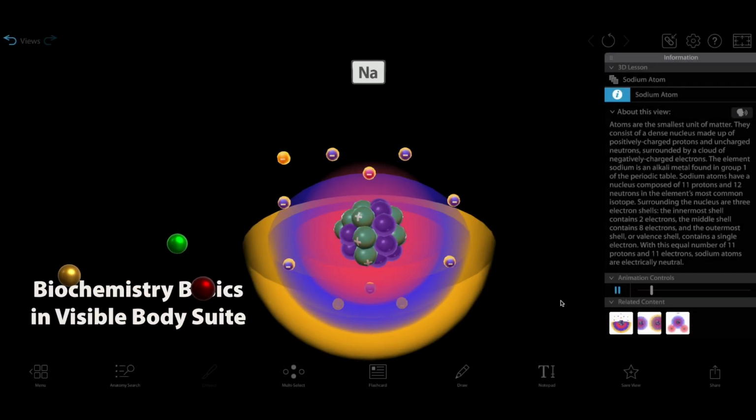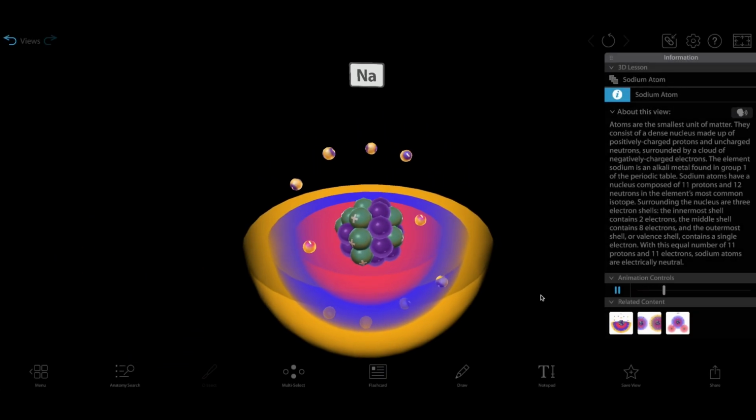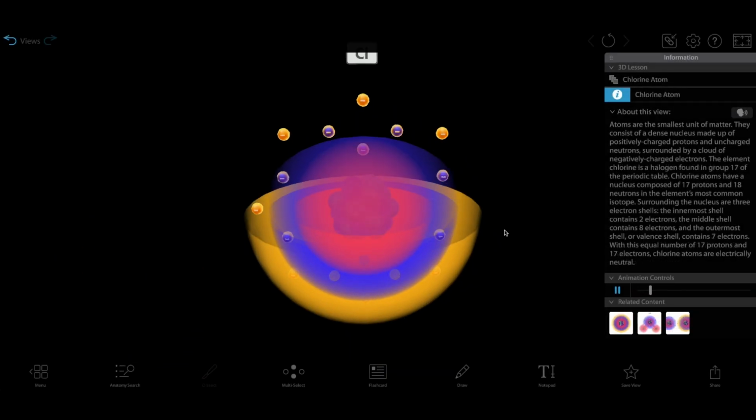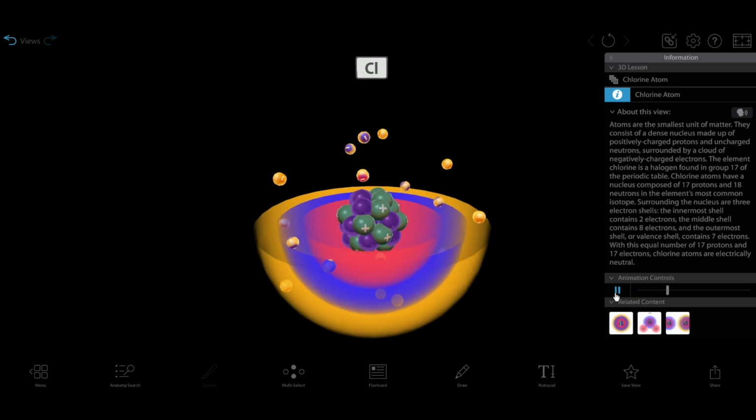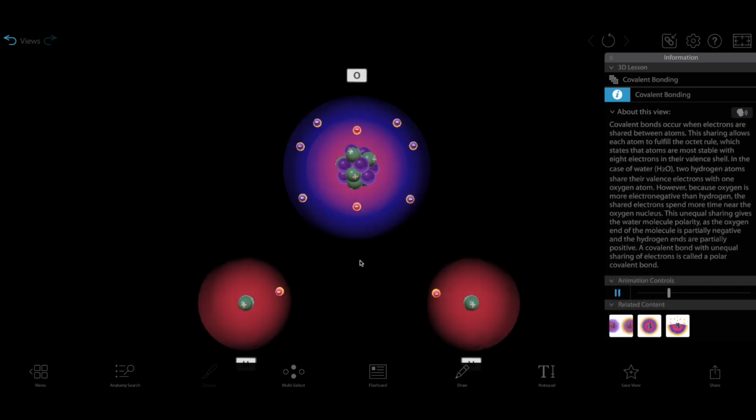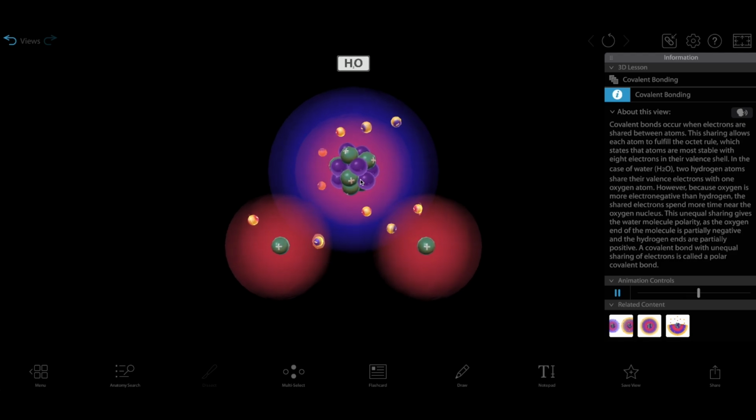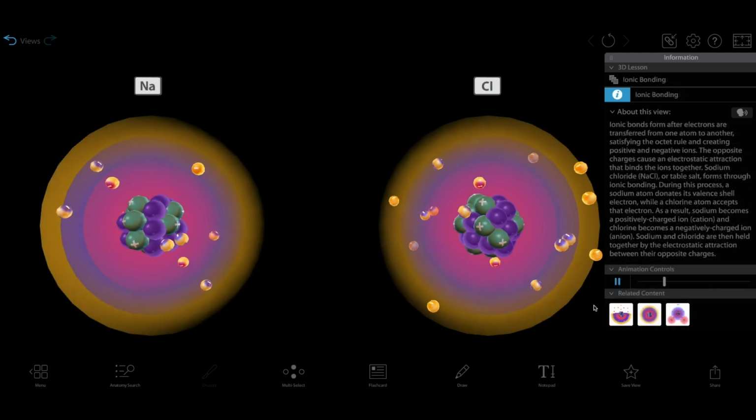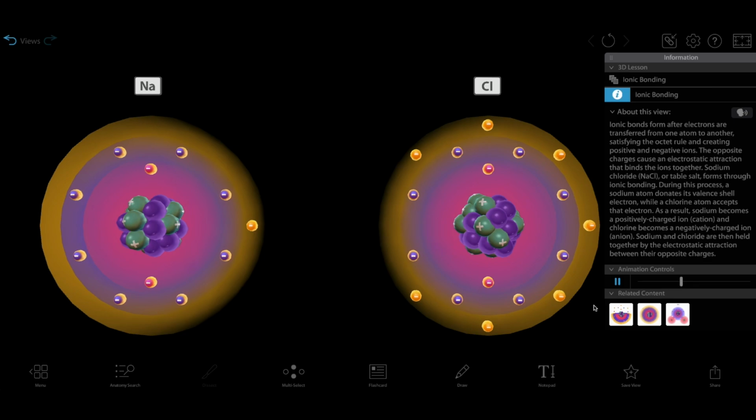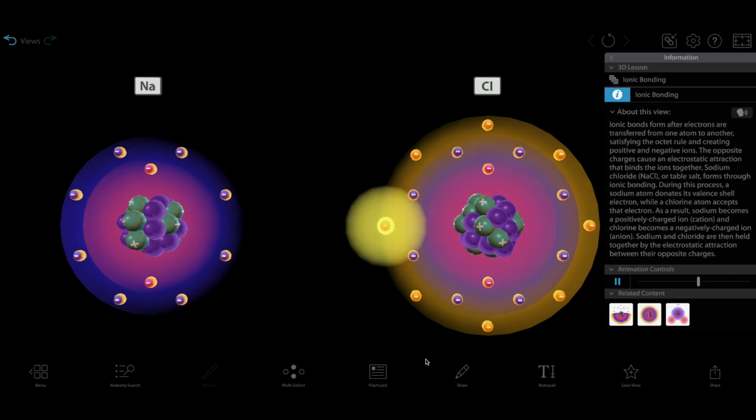Visible Body's Biochemistry unit features 3D models of sodium and chlorine atoms, as well as the ionic bond that holds together sodium chloride and the covalent bonds that allow hydrogen and oxygen to form water molecules. Keep watching as we use these models to learn about the basics of atomic structure, ionic bonding, and covalent bonding.